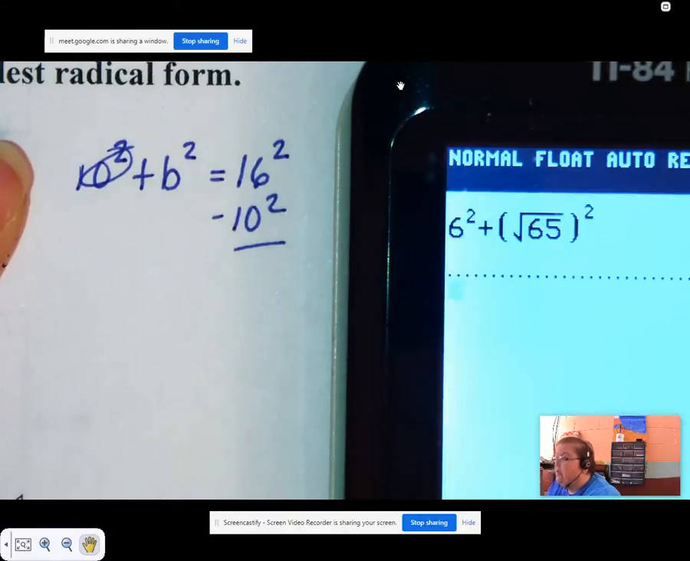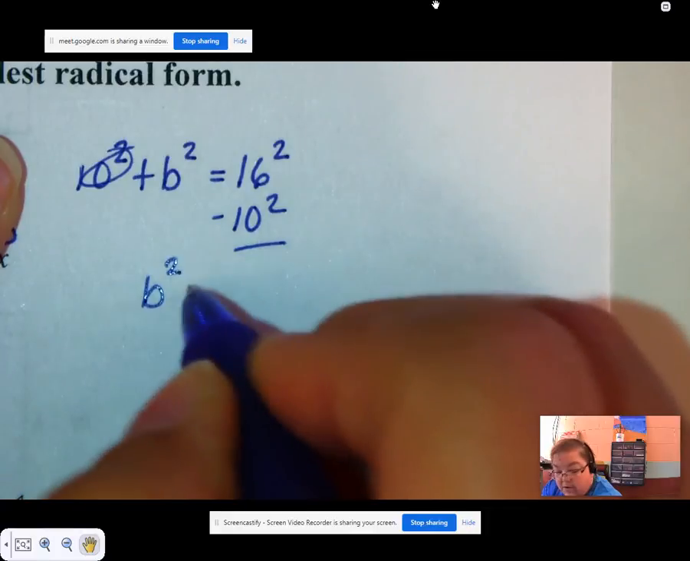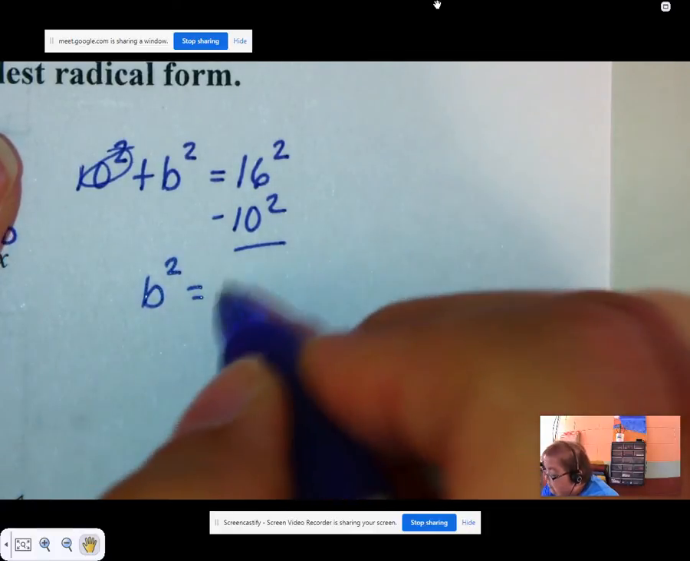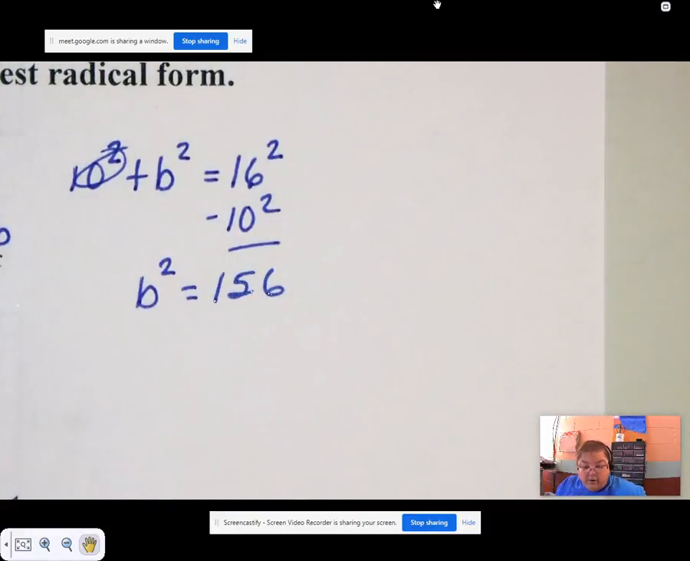Look, it's pretty awesome. We're going to type in 16 squared minus 10 squared, and it's going to give me my answer, which is 156. So you're going to use your calculator for this, okay? We're not writing it all out. We don't need to. So B squared equals 156. Now, there is a perfect square in 156, and it's 4, just to save some time.